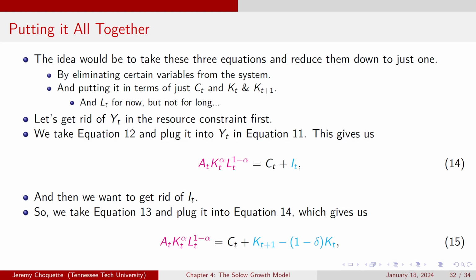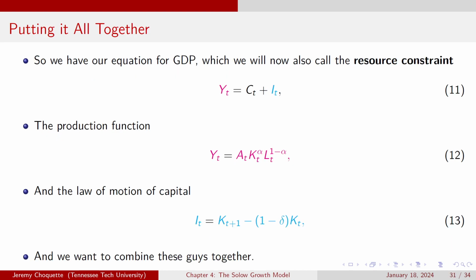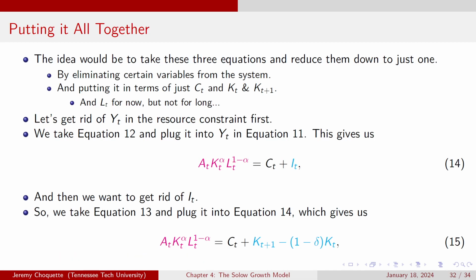So the first thing I'm going to do is look at that resource constraint. I got a Y in there, right? Now, if you look at equation 11 and equation 12, Y is that nice magenta, pinkish color. It's really pretty. If Y is equal to A times K to the alpha times L to the 1 minus alpha in equation 12, and you have Y in equation 11, that means you can substitute Y out for A times K to the alpha times L to the 1 minus alpha in equation 11, and that gives us equation 14. So I currently have A times K to the alpha times L to the 1 minus alpha equals C plus I.